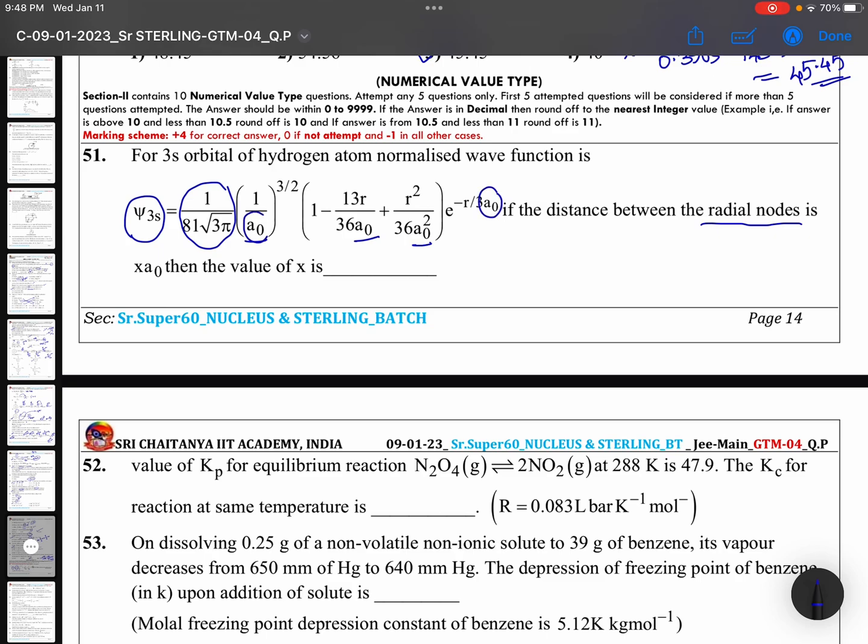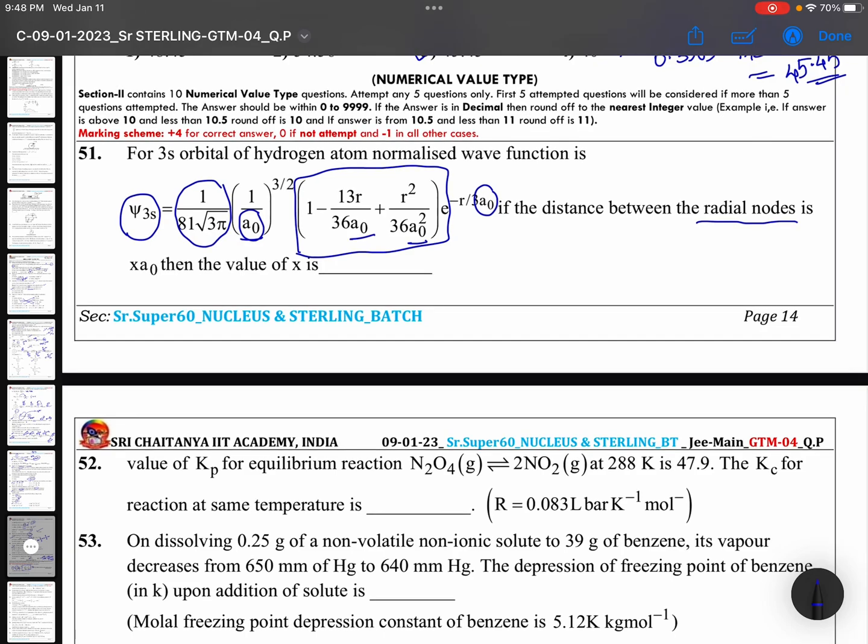So if any one of these values becomes 0, then you can say that that is a radial node. So what we can do is take this value and simplify it. From this, we can write (r by 4a naught) taking common, (r by 9a naught) minus 1 is equal to 0. So r is equal to 4a naught, and r is equal to 9a naught. The difference between them is going to be 5a naught.